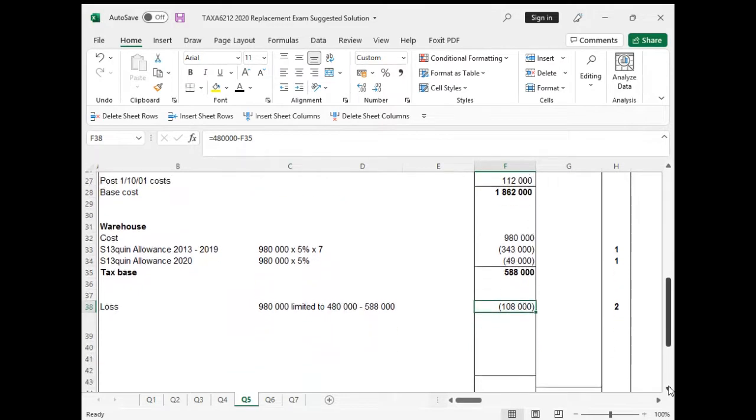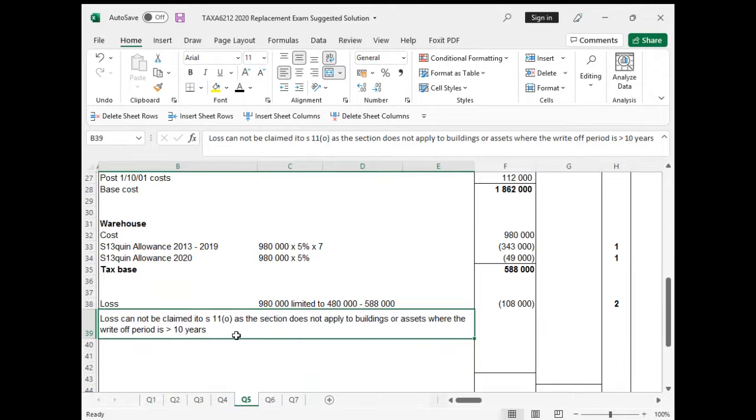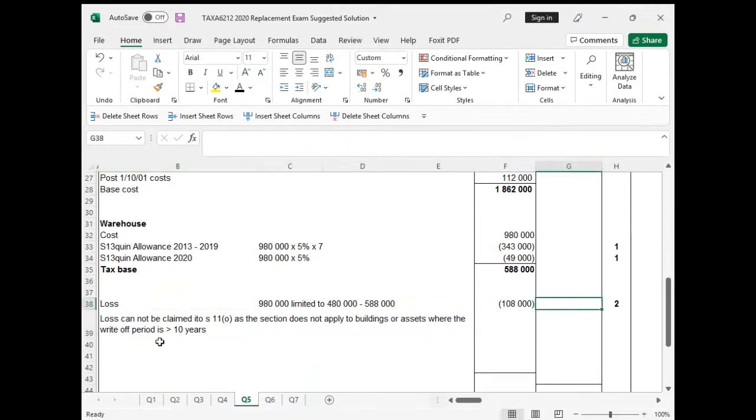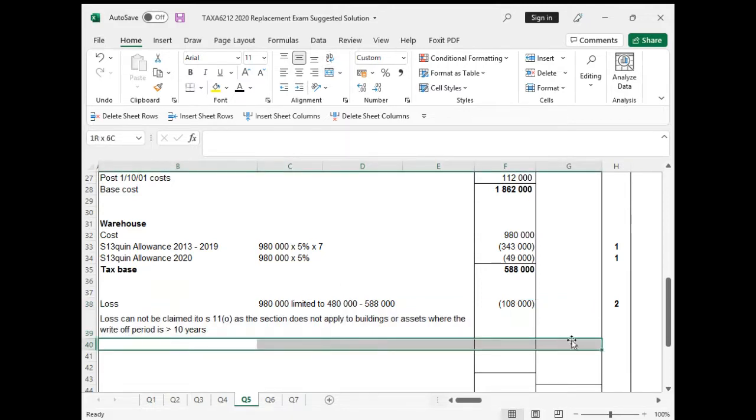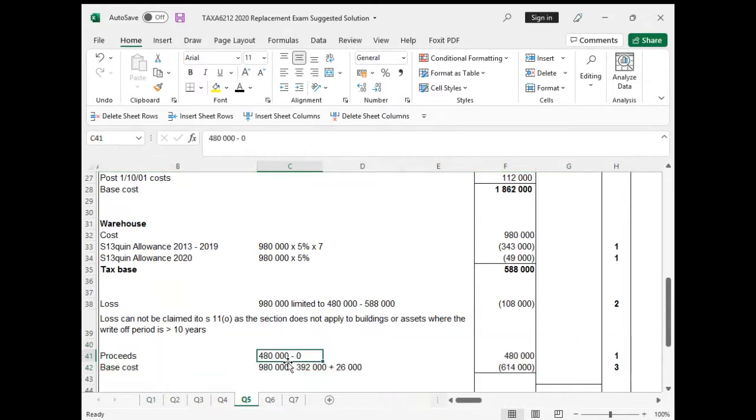Okay, but the rule says, because this is a capital building, we will not be able to claim that as a deduction in our taxable income in terms of section 11, because it only relates to your movable assets and not to your immovables. So what will happen is I will actually claim this now as a capital loss, or part of the capital loss calculation.